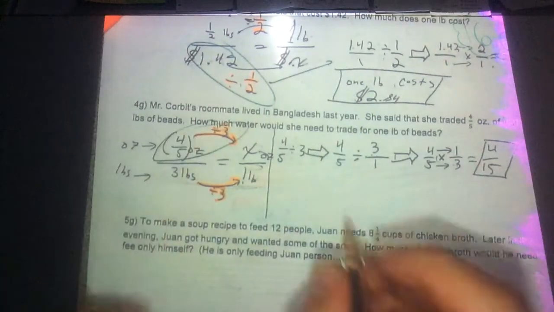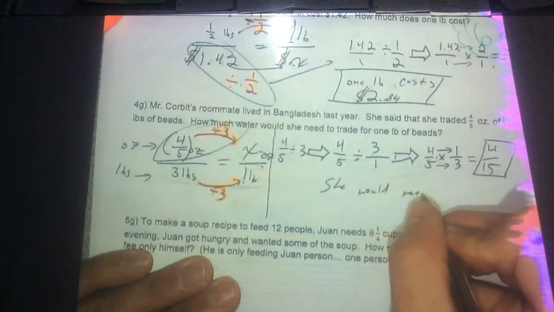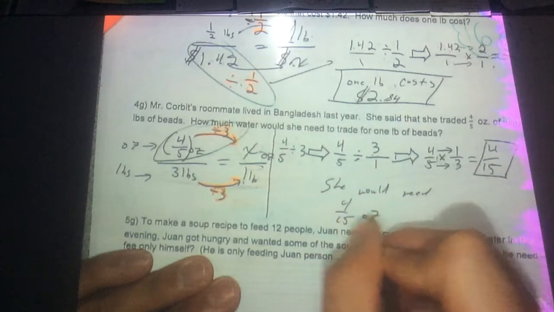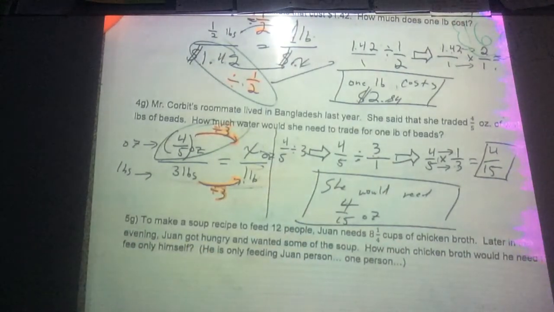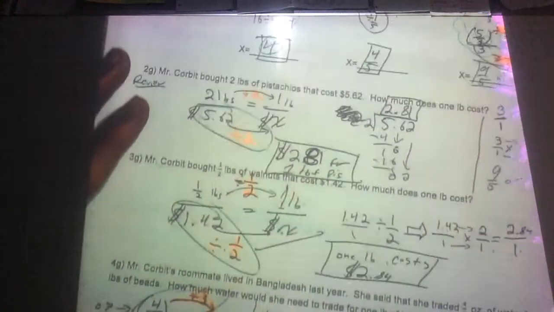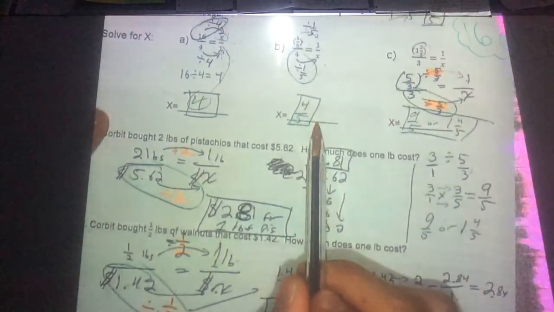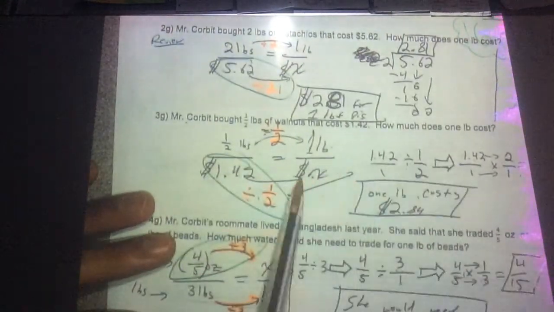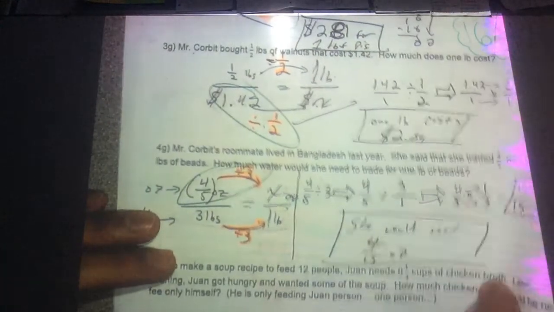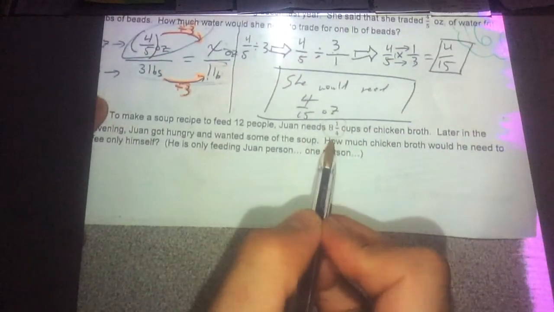So how much water would she need? She would need 4/15 ounces. Okay. Now notice that these were increasing in difficulty. It went from whole numbers to fractions to mixed numbers. Well, whole number to fraction to another fraction to, excuse me, mixed number, 8 1/4.